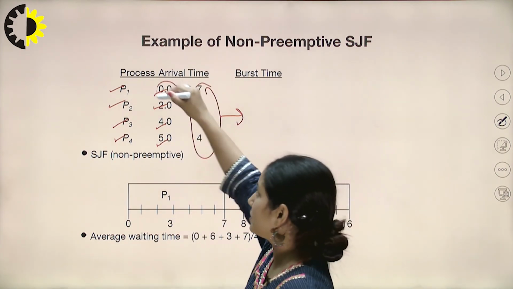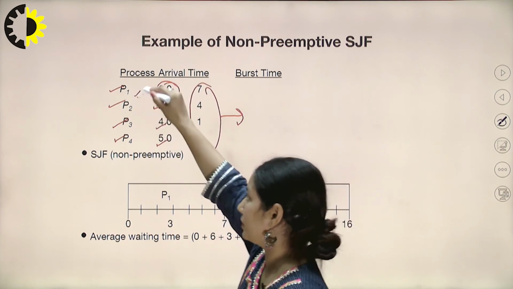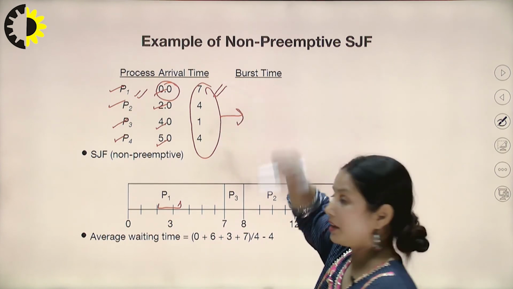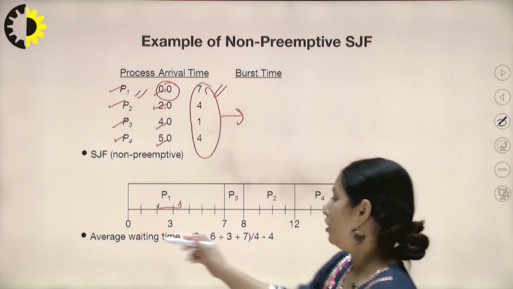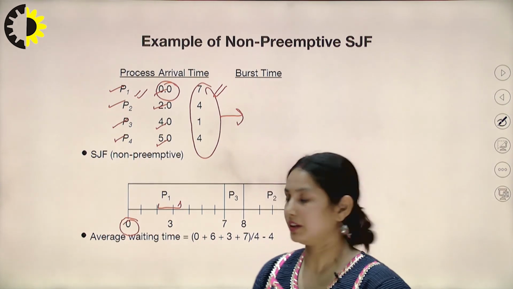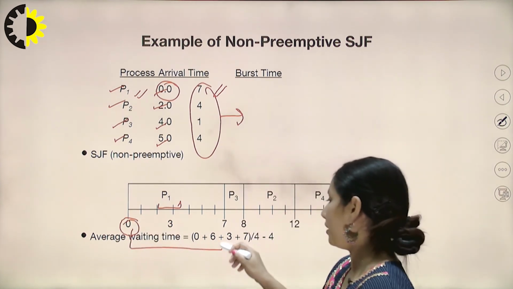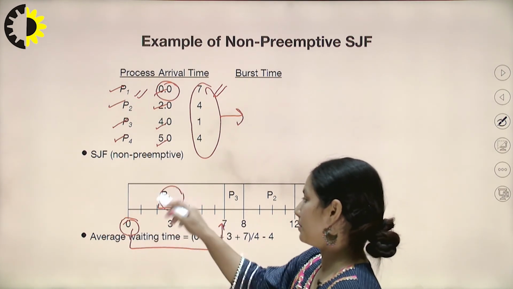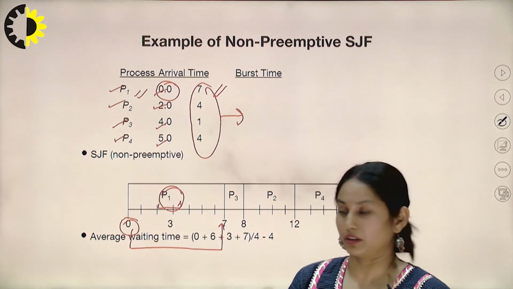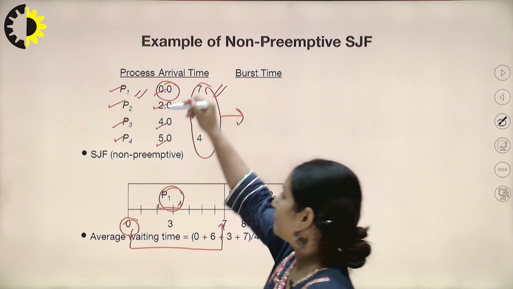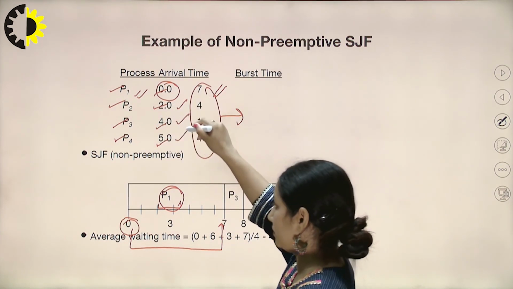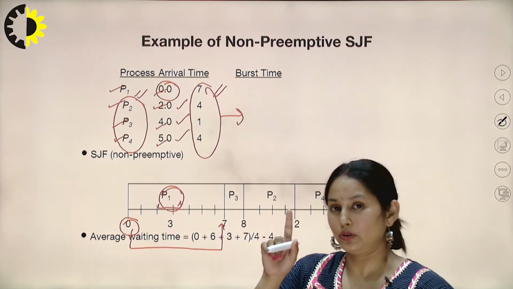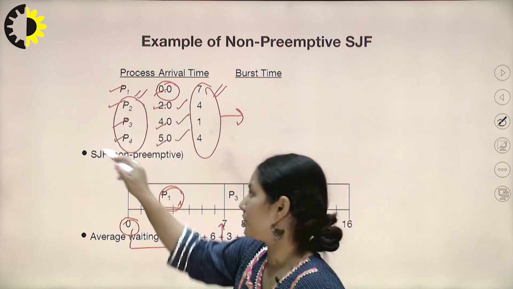At arrival time 0, you have P1 with you. So P1 will execute up to 7. Why? Because this is non-preemptive. Once the CPU has been allocated, it stays allocated until the end of execution. So from 0 to 7, P1 is executed in the CPU. Now, at 2, at 4, and at 6, you have P2, P3 and P4 arriving, while your CPU execution goes up to 7. So all these processes will be waiting.